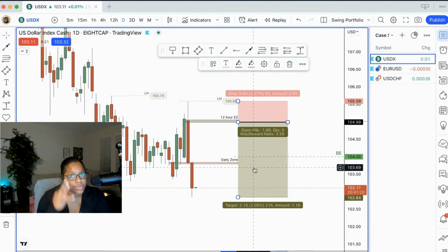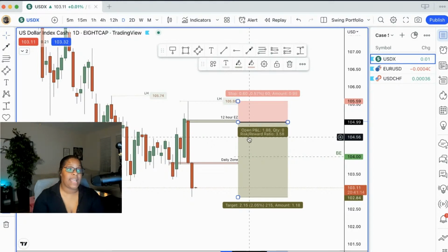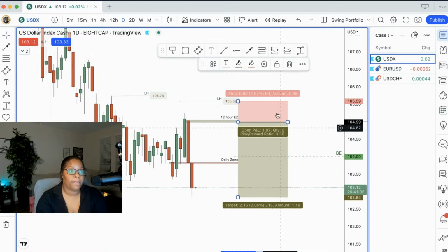The other number, the third number you want to pay attention to is going to be your risk to reward. And so what this is doing is saying, hey, I'm going to divide your stop loss by your take profit in pips, and this is how you get your risk to reward. So if you divided 60 into 215, you get 3.58. Remember how we learned that in school?